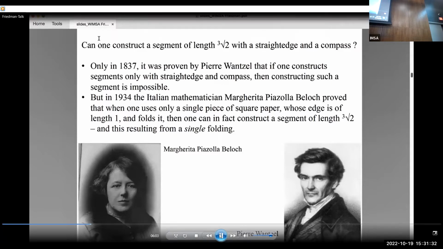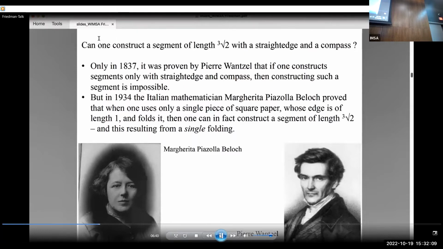But in 1934, a paper called Some Applications of the Paper Folding Method was published by the Italian mathematician Margherita Piazzolla, proving that when one uses only a single piece of square paper whose edge is of length 1 and folds it, then one can in fact construct a segment of length the cube root of 2, and this results from a single folding. However, Beloch's paper from 1934 was completely forgotten.